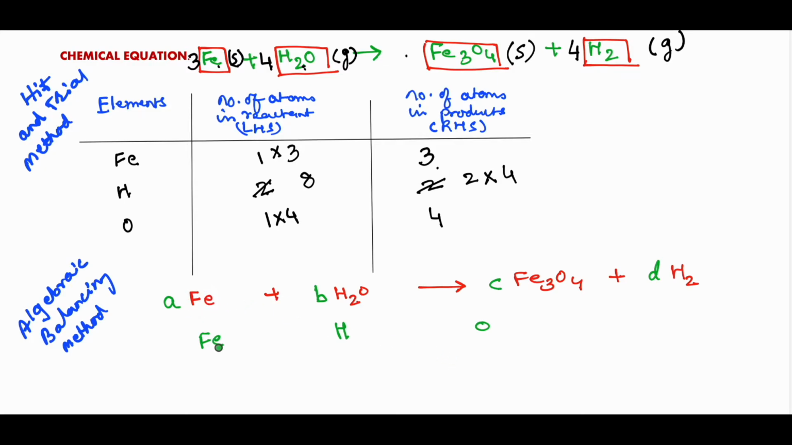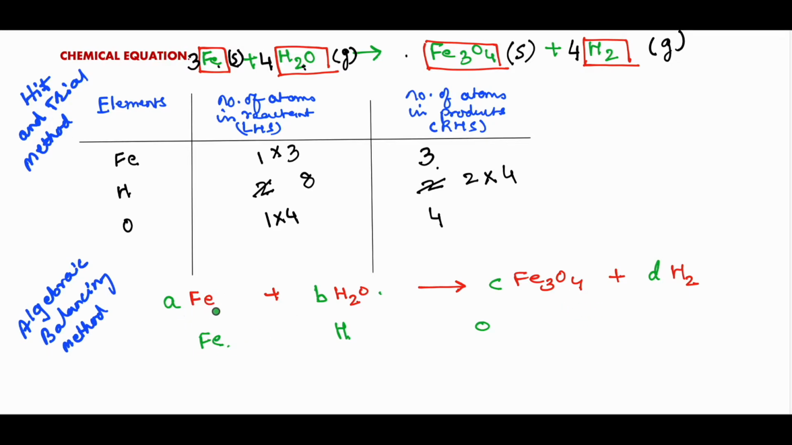Check, it is iron here, and here also you have iron. Then hydrogen on the reactant side and hydrogen on the product side, and then oxygen on the reactant side and oxygen on the product side. So we will write down the names of the elements which are present in the reaction. Now as you know, the chemical equation must follow the law of conservation of mass, meaning the mass of the reactant should be equal to the mass of the product.